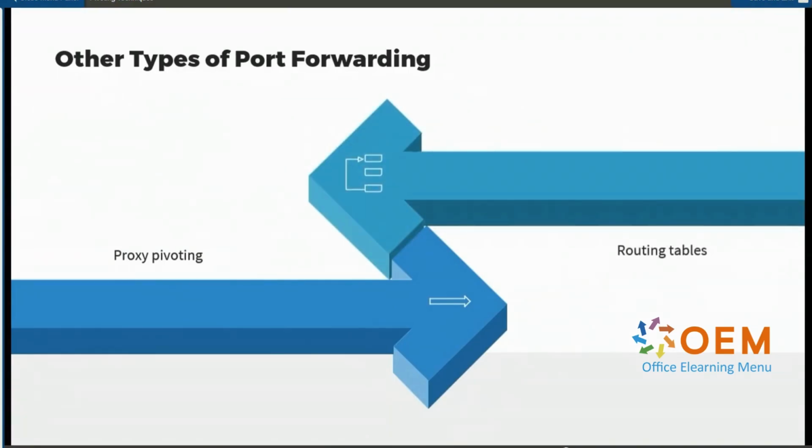Manipulating routing tables is another port forwarding technique that attackers use to control how network traffic is directed within a compromised environment. By modifying routing tables on a compromised host, attackers can redirect packets to different network segments or devices. This can help them bypass segmentation controls or route traffic through specific systems to evade detection.